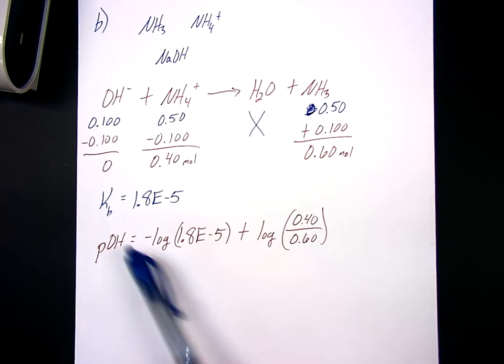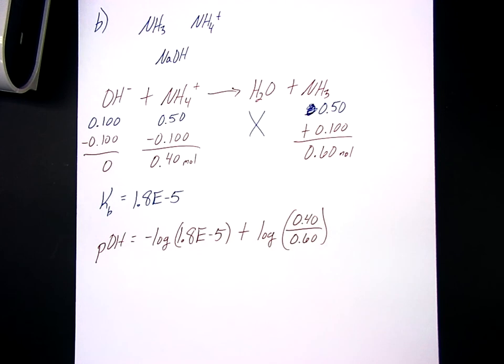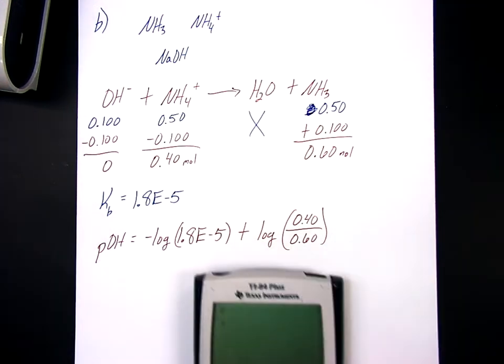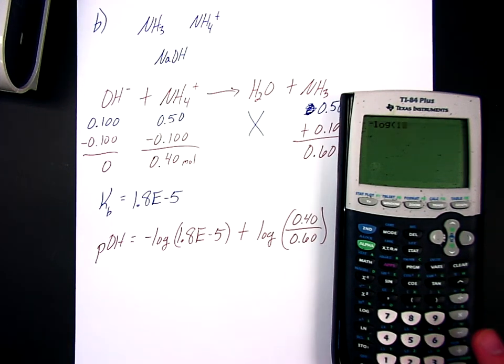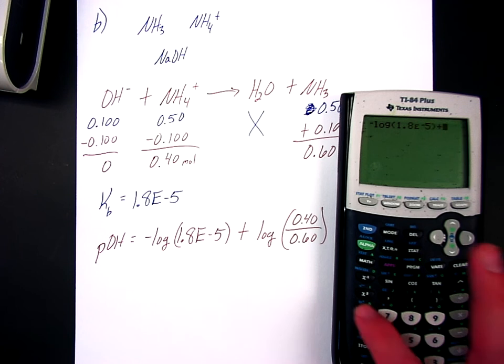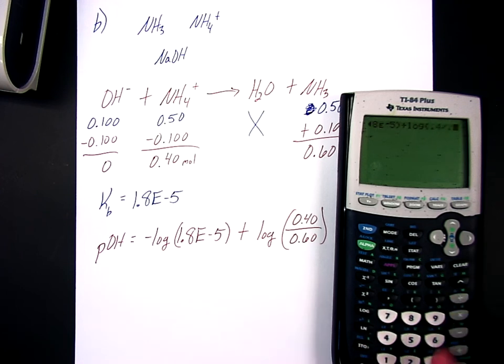All right, so run that equation in your calculator. I don't know where mine is. Where's my calculator? Okay, so if we plug this in as it appears, it would be negative log of 1.8 E negative 5 plus the log of 0.4 over 0.6, and it spits out a pOH of 4.57.